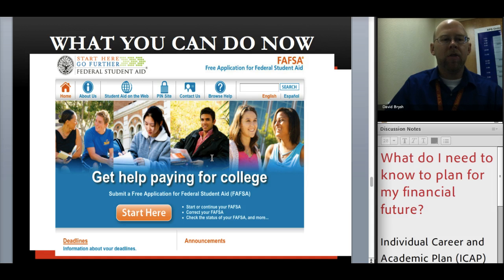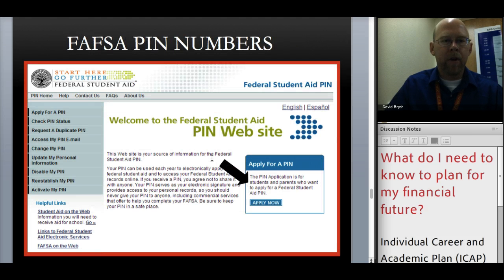A couple things you can do now. If you're watching this in spring, you can start on FAFSA. Anytime after January would be good. But this is what the FAFSA screen looks like. You would start here and you have to sign up for a login and password and all that stuff first, but that's what it looks like. And once you get in there, you're going to hit Apply Now after you've signed up for an account and everything.